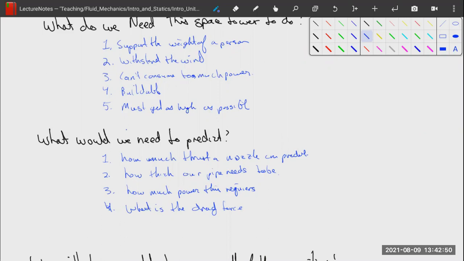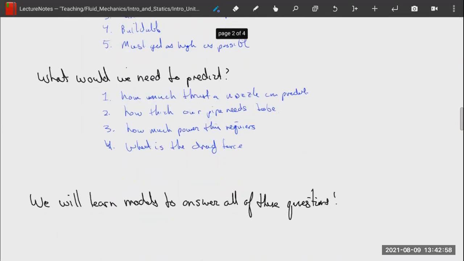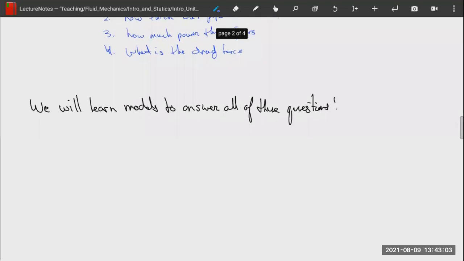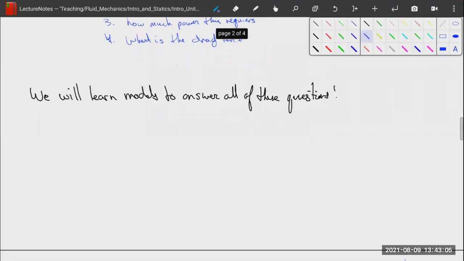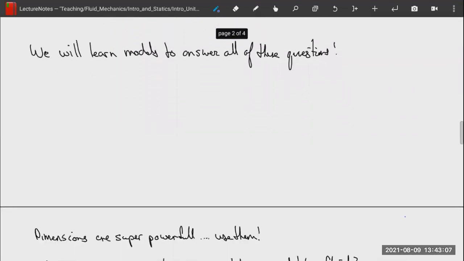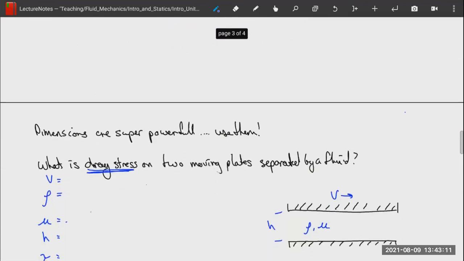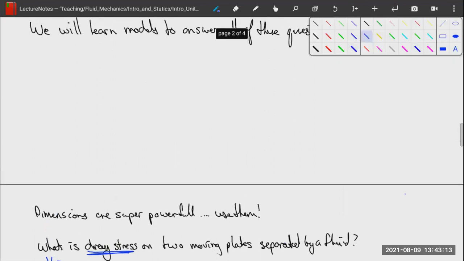You as engineers, what you do is you answer physical problems like this using numbers, right? Great. Like I said, we will learn models to answer all of these questions. Cool. So I'm going to stop here. The next section we're going to talk about is dimensions and shear stress, and we're going to do a new video.